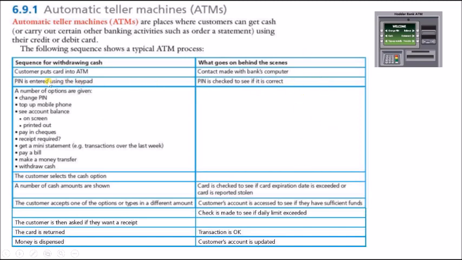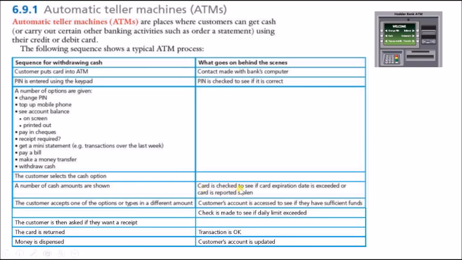So when the customer puts the card in the ATM, contact is made with the bank's computer. Then the PIN is entered using the keypad by the customer, and the PIN is checked to see if it is correct. Now a number of options are given, like change the PIN, top up mobile phone, see account balance and other services in the ATM. Now the customer selects the cash option. A number of cash amounts are shown, like shortcuts, to make it easier for the customer not to make any mistake in typing the amount of money.